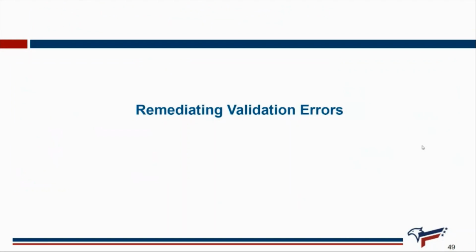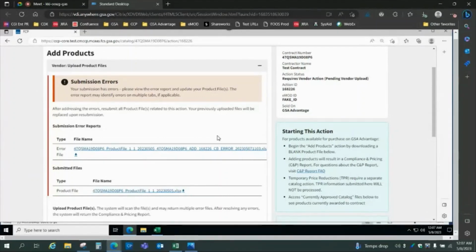Remediating validation errors. If any submitted product file fails validation, then the system sends an email notification to all authorized negotiators listed on the contract, displays an error report in the action page, and updates the FCP action status to requires vendor action pending vendor upload. If multiple product files were submitted, then multiple error reports may return.